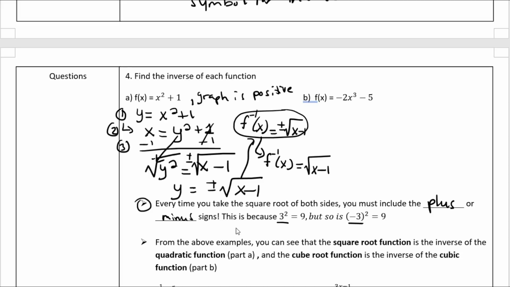Now let's look at part B. So in this problem, we are going to, again, change f to y, then swap x and y.